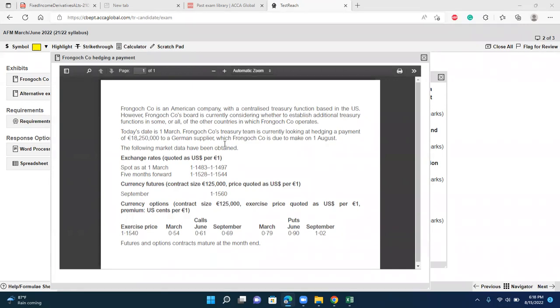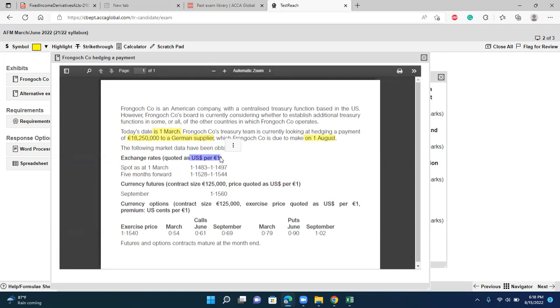Today's date is 1st March. You should underline this. The company treasury team is currently looking at hedging a payment of 18.25 due to be paid on 1st August. So how many months are there? March, April, May, June, July, 5 months, right? There are 5 months. Spot rate is given, dollar over euro. So we have to multiply it. This payment is in euro and the rate is in dollar over euro. So we have to multiply.